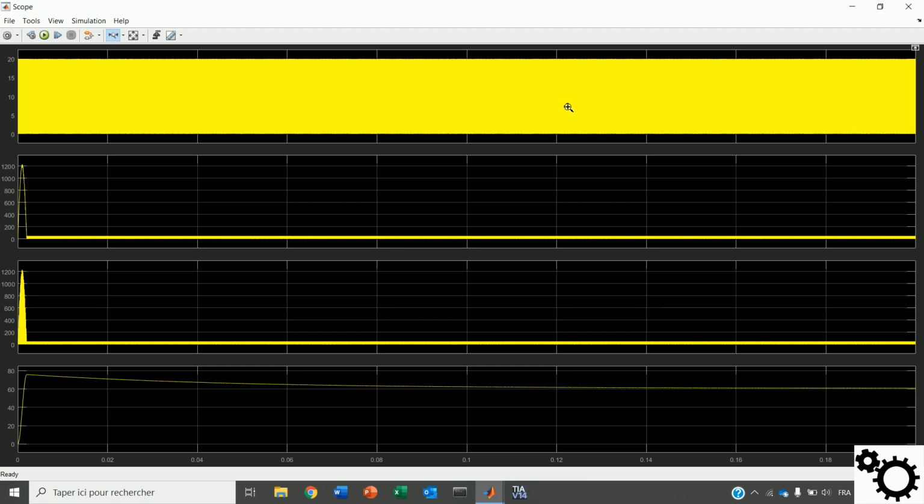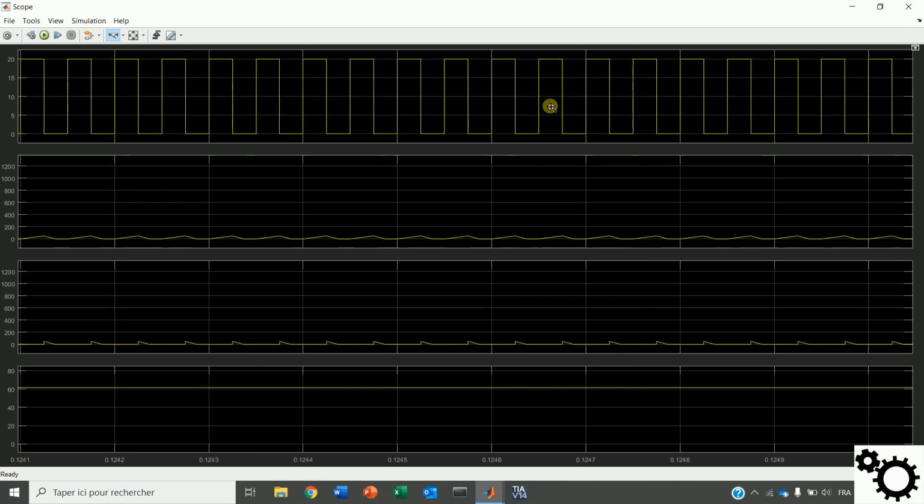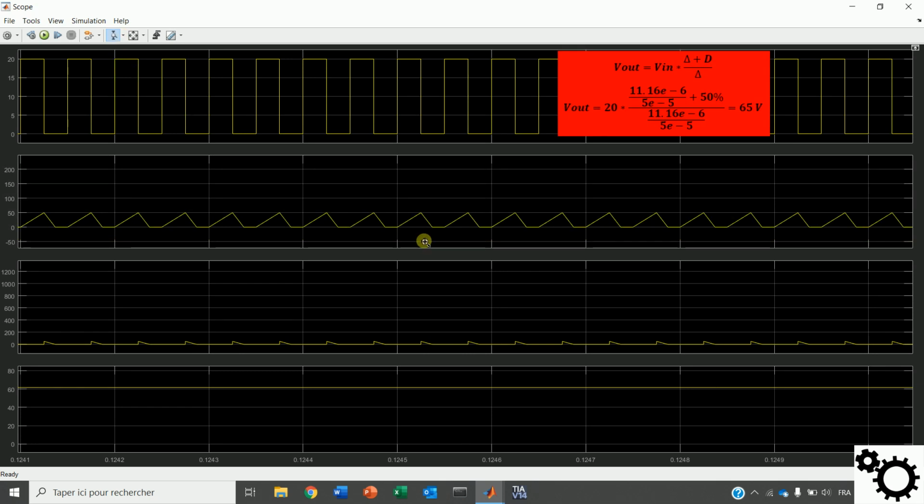If we zoom in, we can see the current through the inductor reaches 0 before the end of the period. In this case, the output voltage is equal to the input voltage multiplied by delta plus the duty cycle and divided by delta. And delta is the time required for the current for reaching 0 divided by the period.